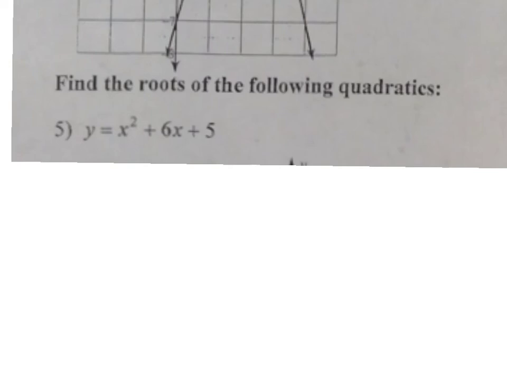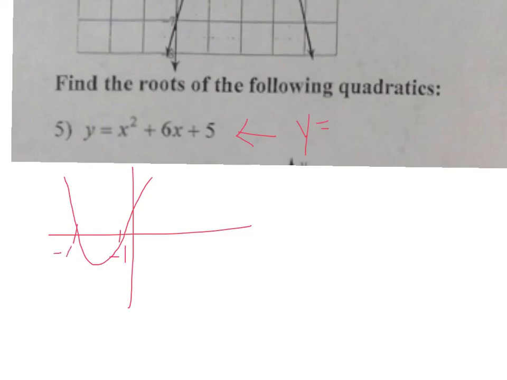Now sometimes you'll have questions where they don't give you the graph, they just give you the quadratic. So it says find the roots of the following quadratics. The way I would do this is I would first take my quadratic and plug it into my calculator under y equals. Then I hit graph, and I got a graph on my calculator that has it crossing through -1 and -4.